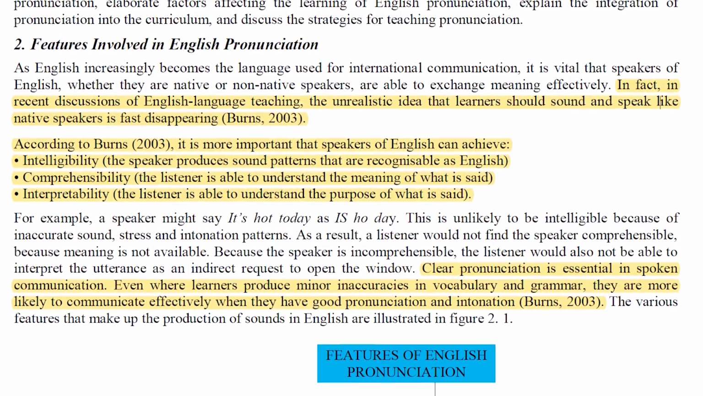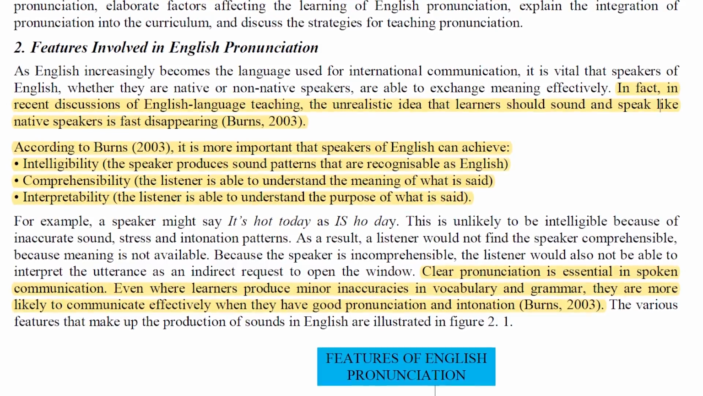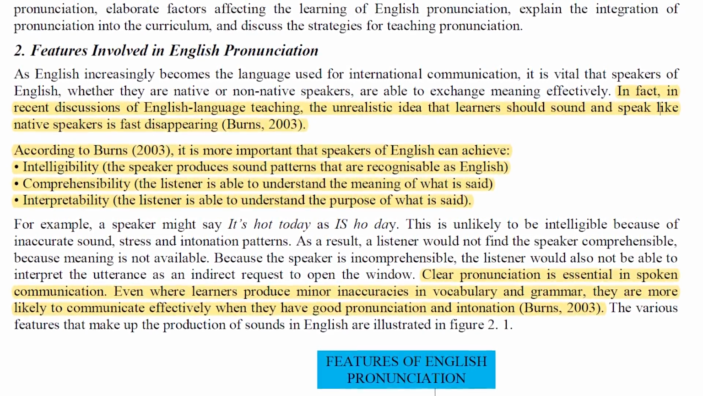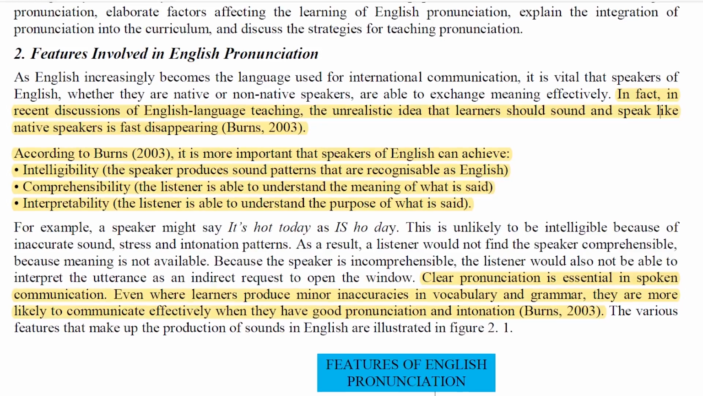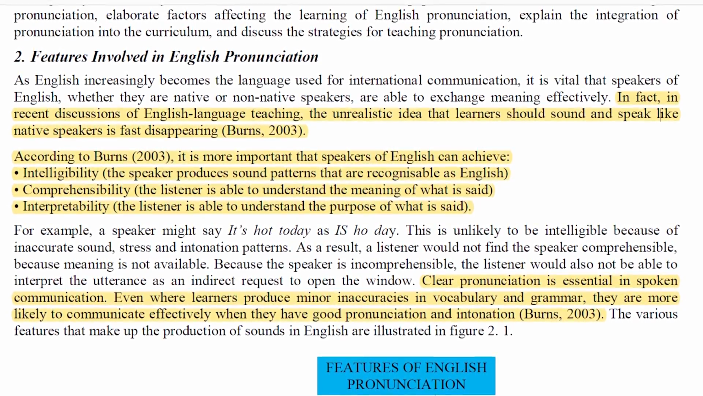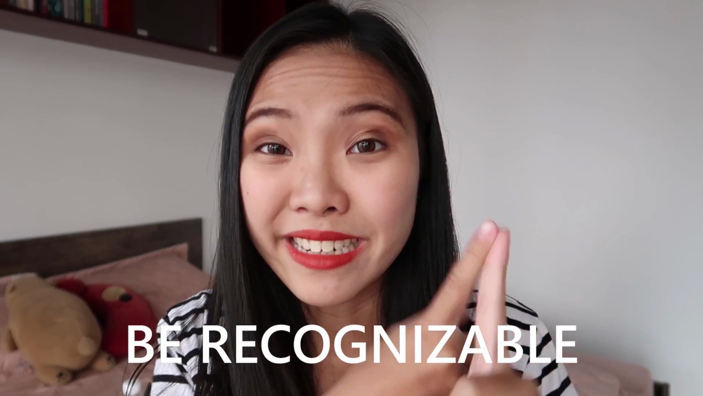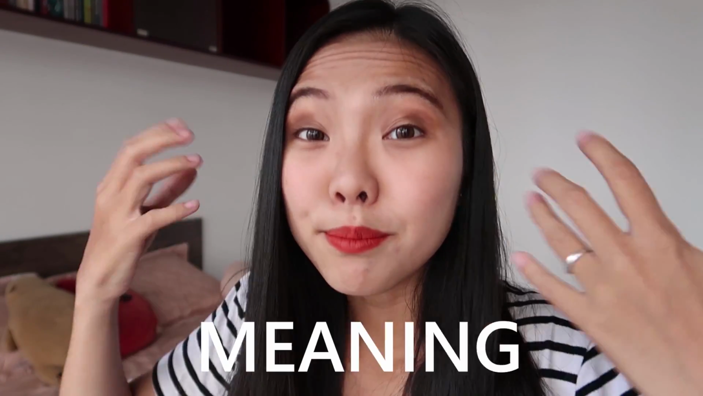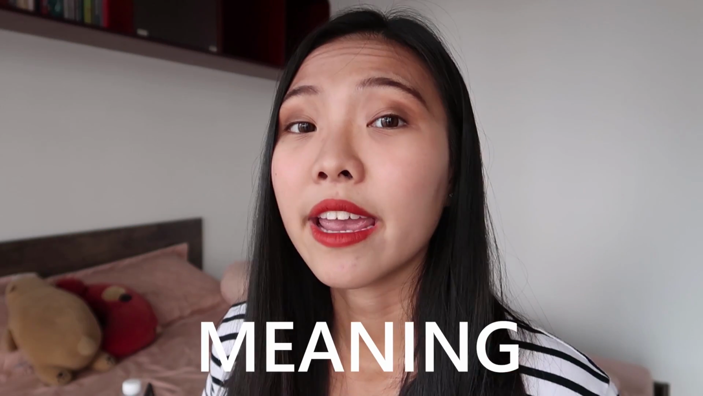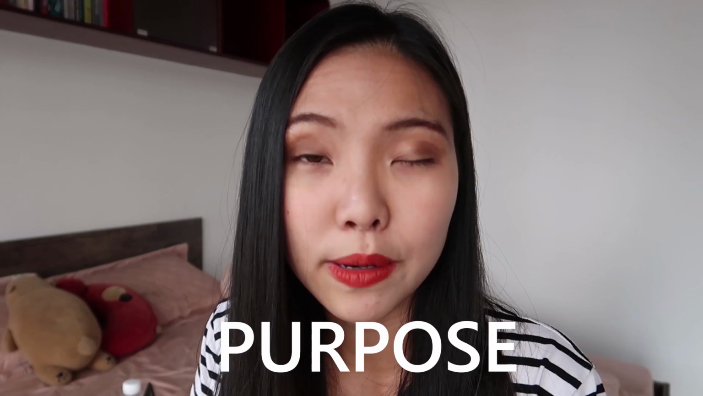In fact, in recent discussions of English language teaching, the unrealistic idea that learners should sound and speak like native speakers is fast disappearing, according to Burns 2003. It is more important that speakers of English can achieve. So, to sum up, the 3 important points that you need to remember. The thing is, you must be recognizable. It means that people should be able to understand what you're trying to say. The next one is that people should be able to understand the meaning of what you're trying to say. And the last one is that people should be able to understand the purpose of your communication.